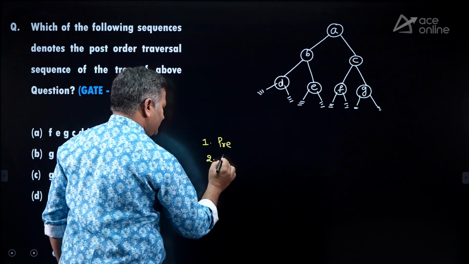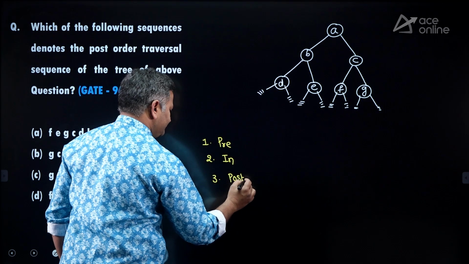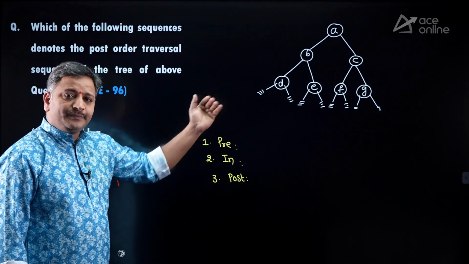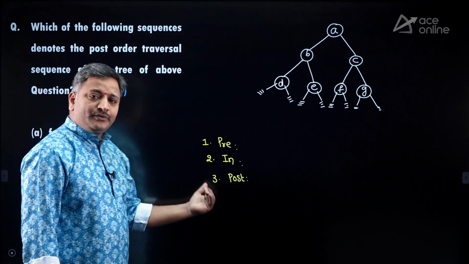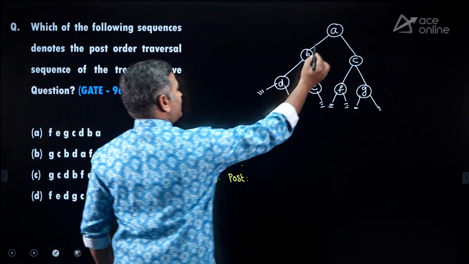Pre-order traversal, and then in-order traversal, and then post-order traversal. Pre-order traversal means when you touch a node the first time you print it in pre-order, when you touch it the second time you print in in-order, and when you touch it the third time you print in post-order. So now traverse the tree starting from A.